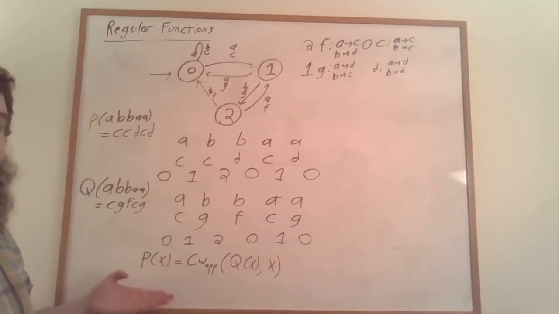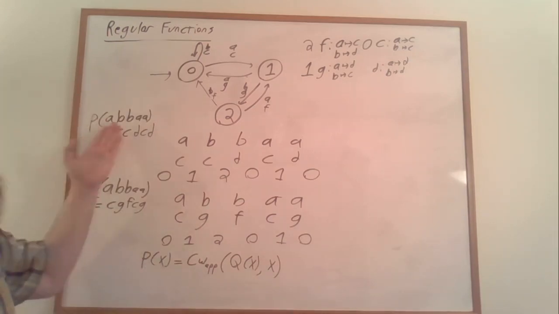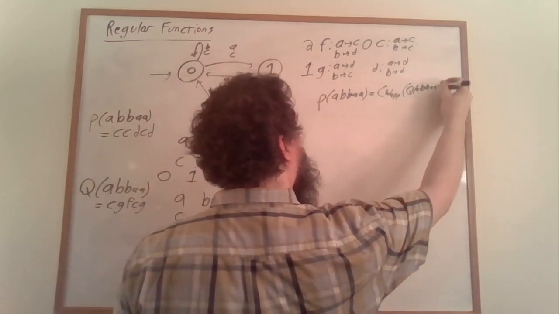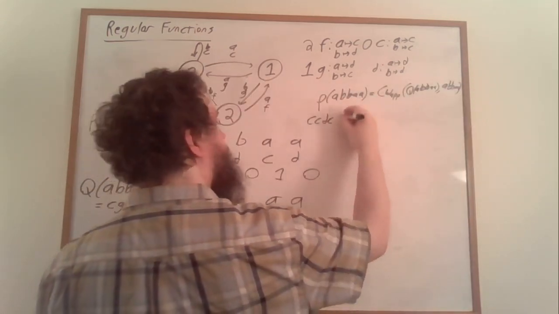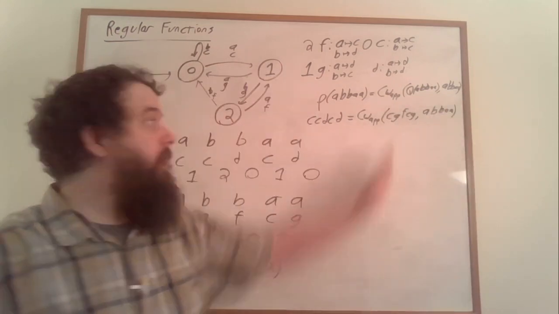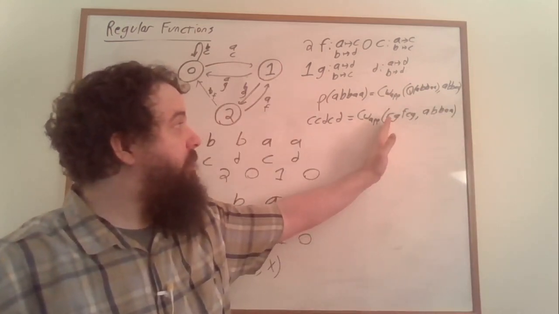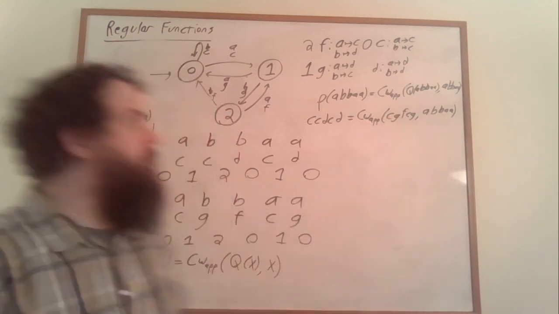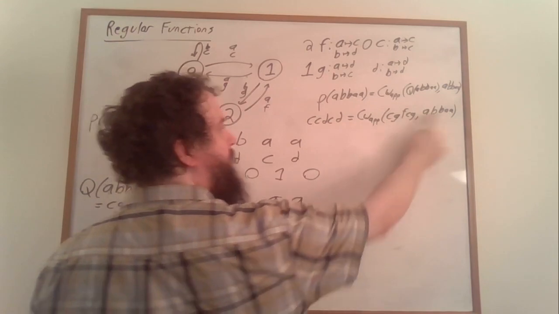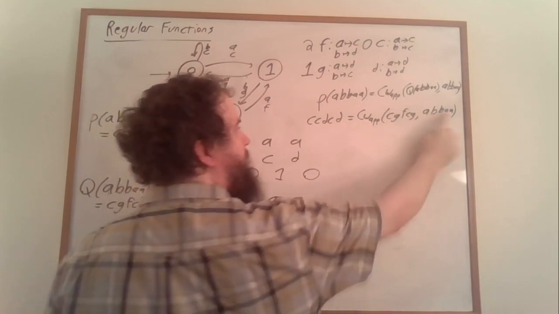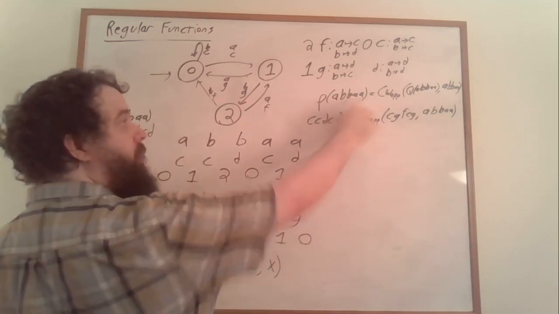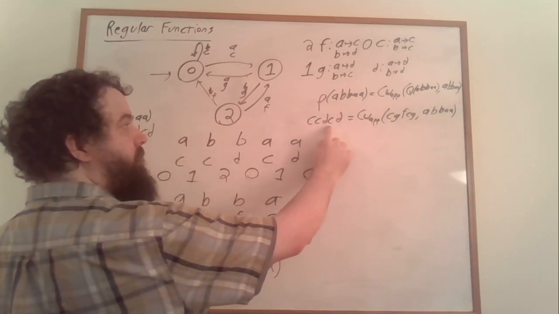In our specific example, when I plug in ABBAA, we just need to calculate the character-wise application of these functions to these inputs, right? To take C of A, G of B, F of B, C of A, and G of A. And the result is going to give us the output of our original function, CCD.